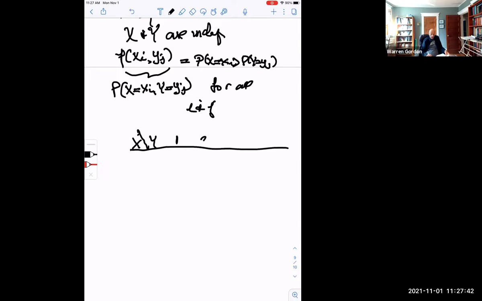One, two, 1, 2, 3. And let's suppose this is 0.06, 0.14, 0.15, 0.35, 0.09, 0.21.